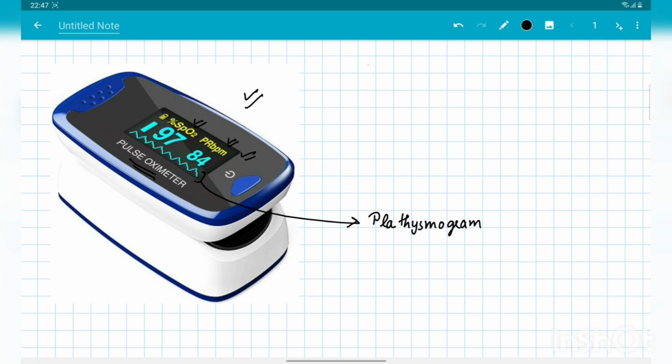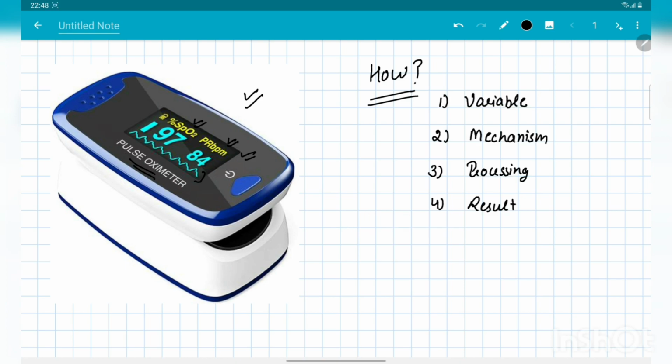But the most interesting part is how it measures, how this instrument works. Now the working of this instrument we can divide into these four headings. One is the variable, next is the mechanism, and then processing and result.